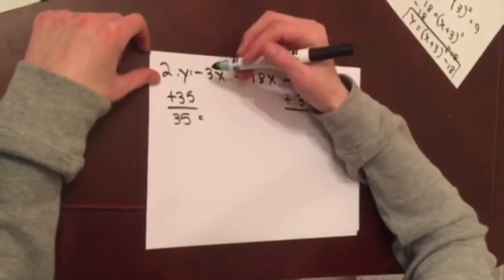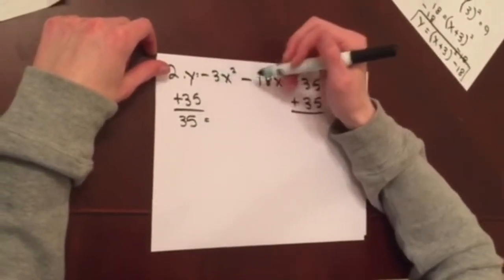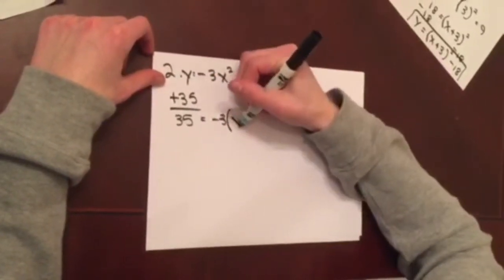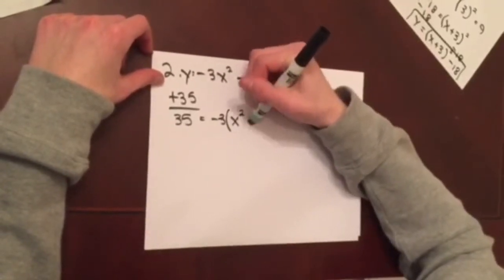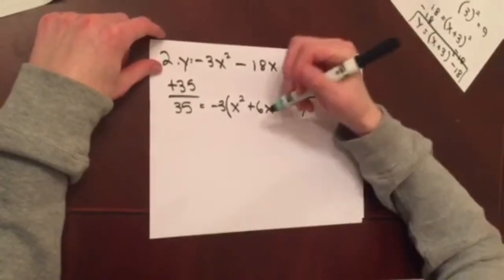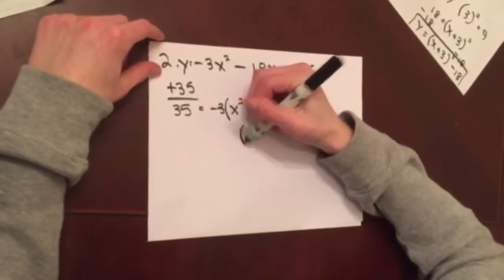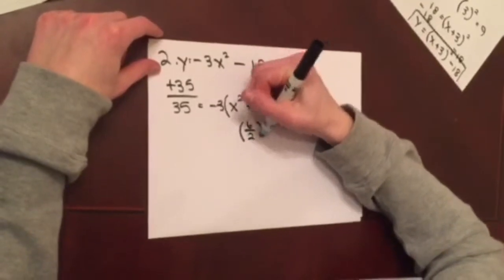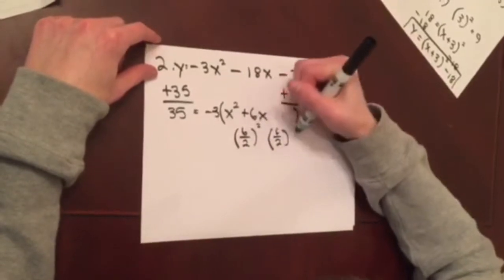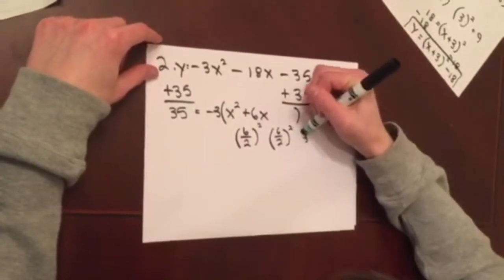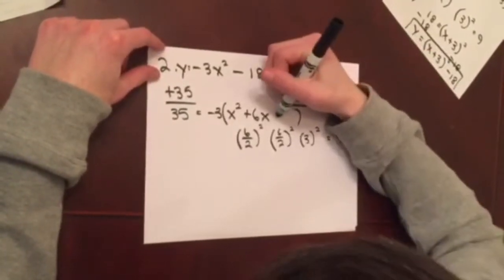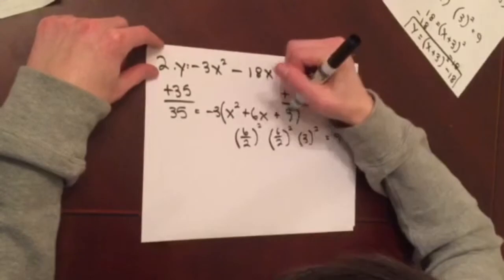equals. So this is what I was talking about earlier. Negative 3 is a GCF of negative 18. So we can pull the negative 3 out. X squared plus 6x. Leave a little space. Use the formula b divided by 2 squared. Plug in the 6. 6 divided by 2 squared. Half of 6 is 3. 3 squared, which is 9. So we put plus 9, little space.